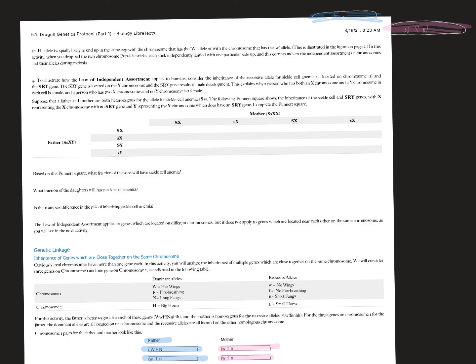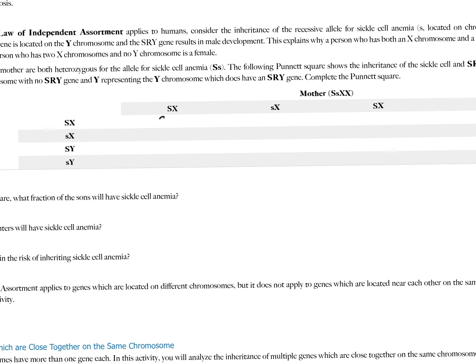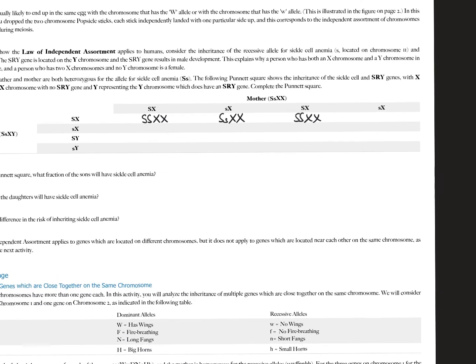Did you guys do this Punnett square already? I did. I can answer the questions too. Oh, good. So let me just go ahead and quickly do it. Am I doing it right? Catch me if I did anything wrong.